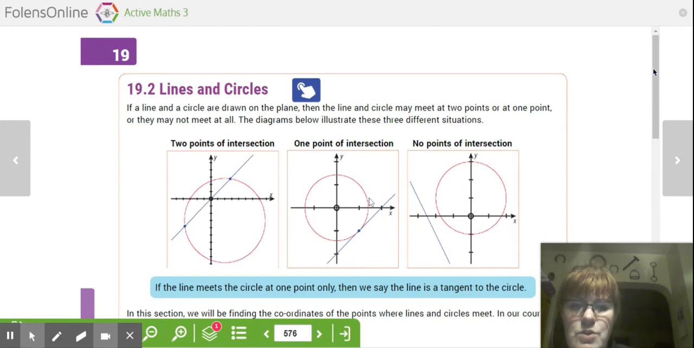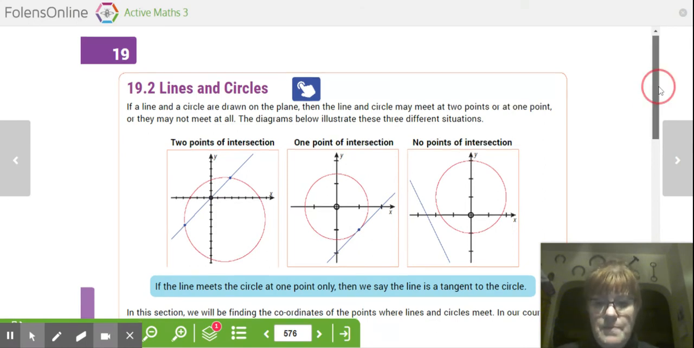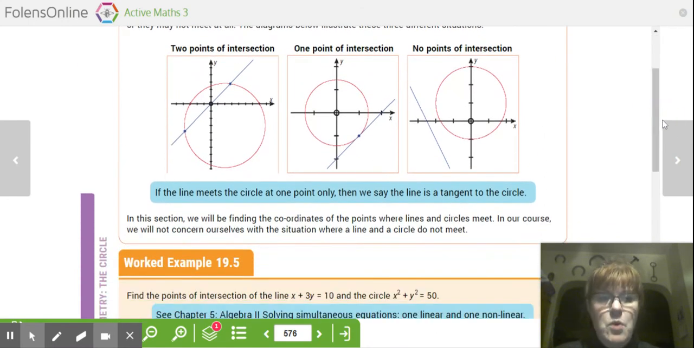Here, there's 1 point of intersection, and if you remember correctly, a line that touches a circle at 1 point only is a tangent, and we'll talk more about those later. Then if there are no points of intersection, which can happen, well then it's just a line separate to a circle. Now, what we're going to look at here really are these ones. They're the most difficult ones to sort out.